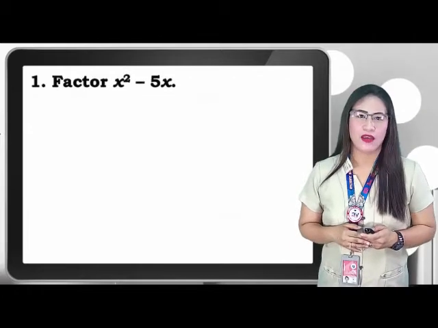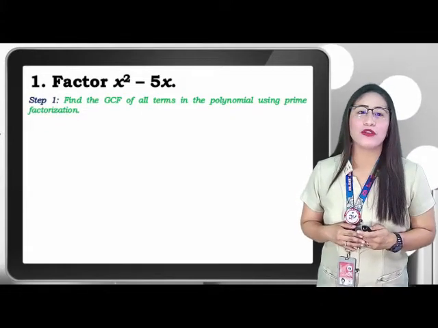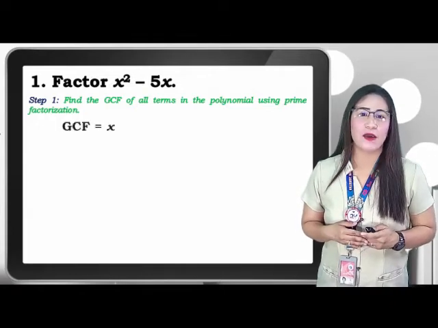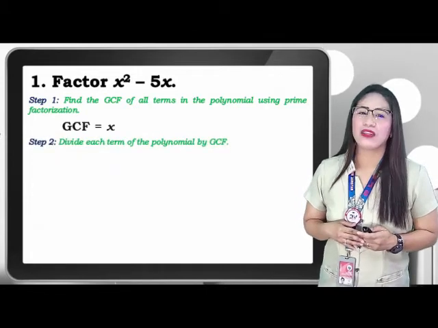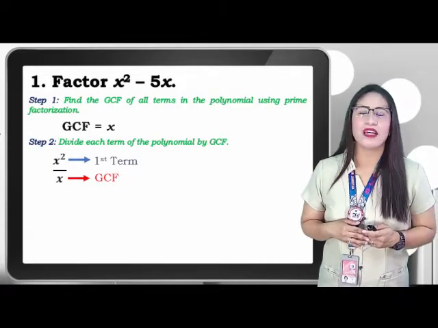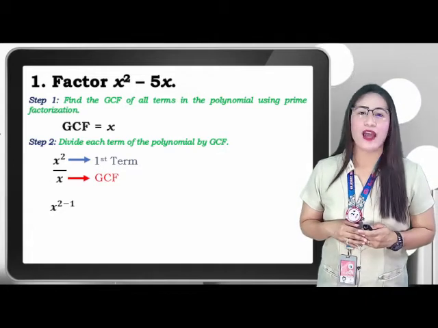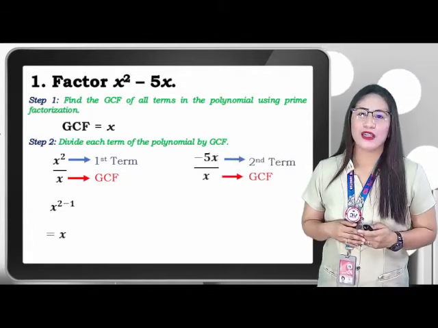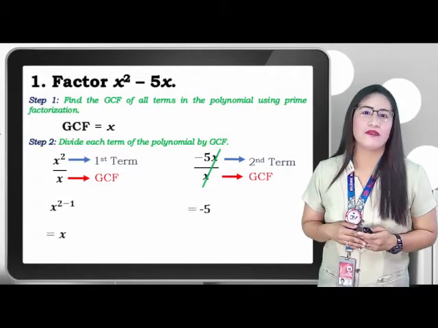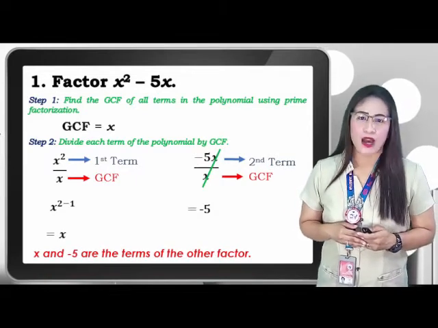Let's have the first one. Factor x squared minus 5x. Step 1. Find the GCF of all terms in the polynomial using prime factorization. Upon applying the prime factorization, the GCF is x. Step 2. Divide each term of the polynomial by the GCF. X squared, which is the first term, divided by the GCF x. By subtracting exponents 2 and 1, we will have x. Second term is negative 5x divided by the GCF x will result to negative 5. Therefore, x and negative 5 are the terms of the other factor.